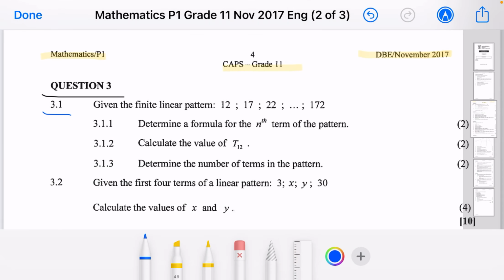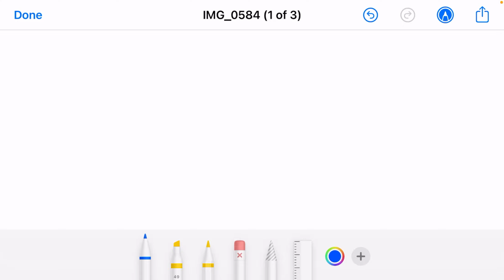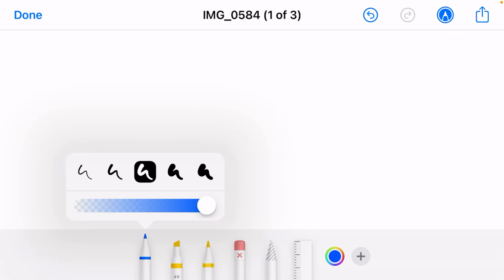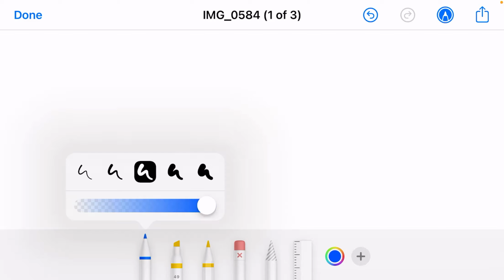Okay, so ladies and gentlemen, let's now move to question 3.1.2. The question says calculate the value of T12. Okay, guys, something that you need to be aware of is that they want you to calculate the value of Tn. Let me see.